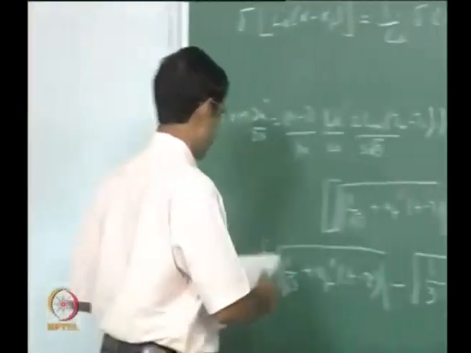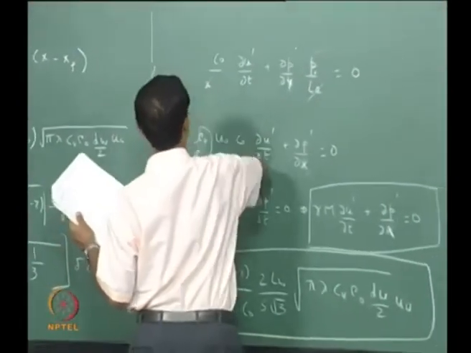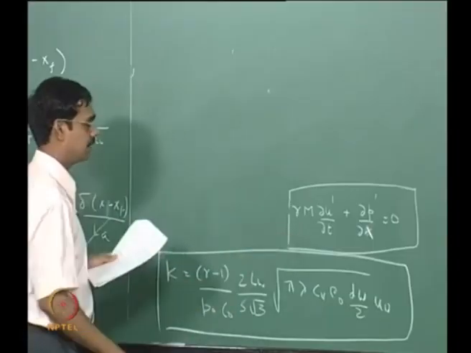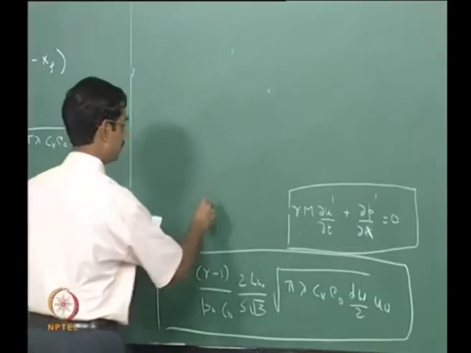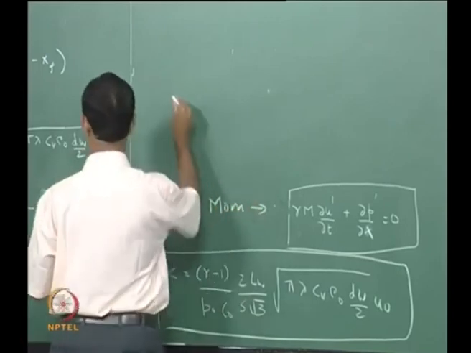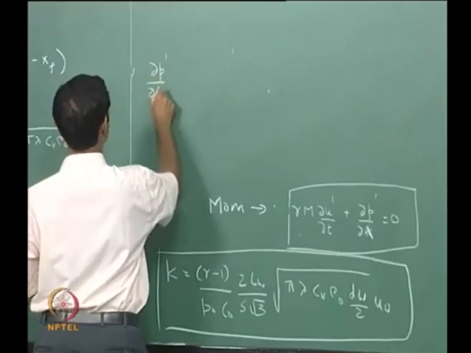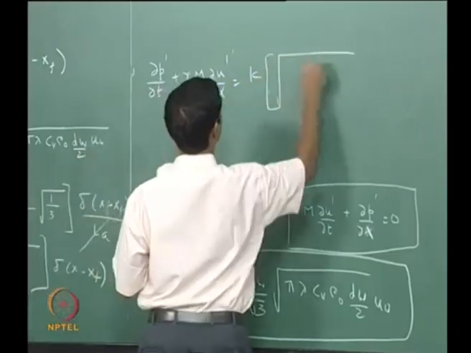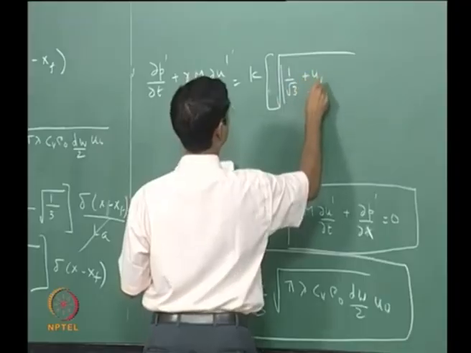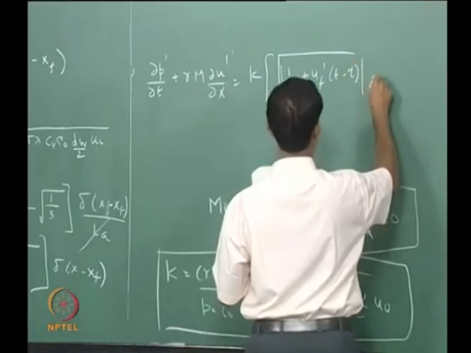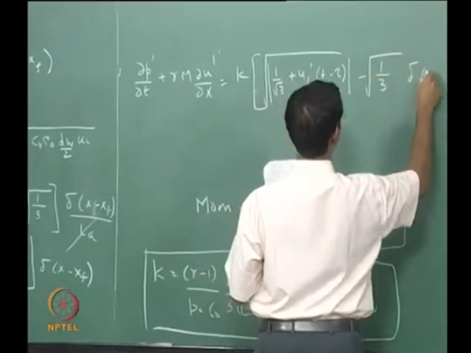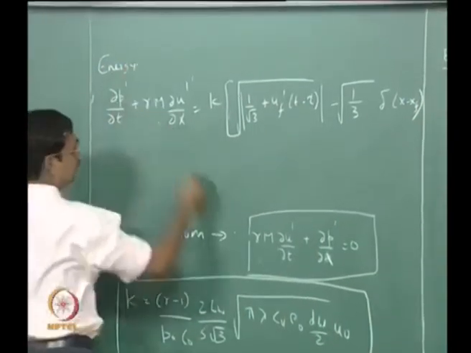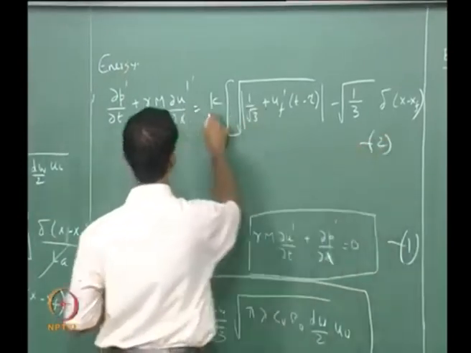So just to summarize, I will write these equations together. So I have, what is this equation again? Momentum equation. So this is the momentum equation and energy equation is dou p prime by dou t plus gamma M dou u prime by dou x equal to k times... so this is the energy equation. Let's call this 1, let us call this 2 and the k is here.